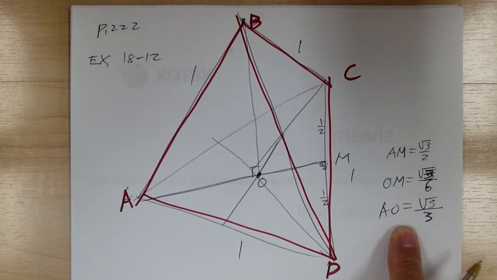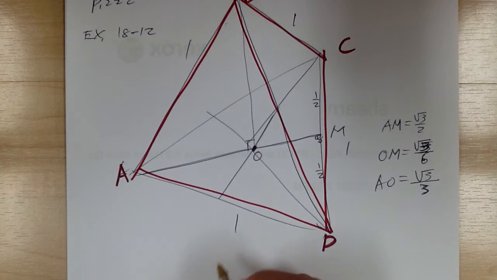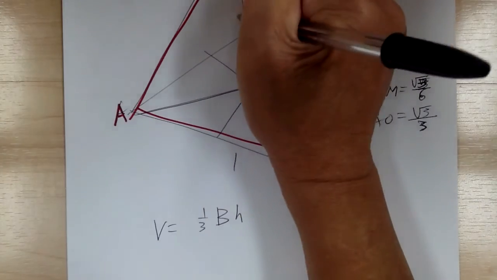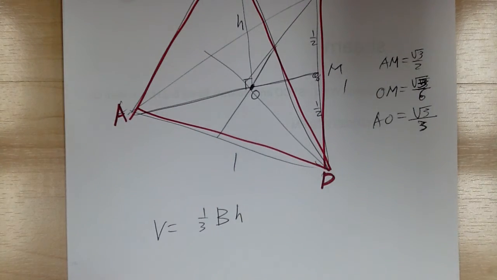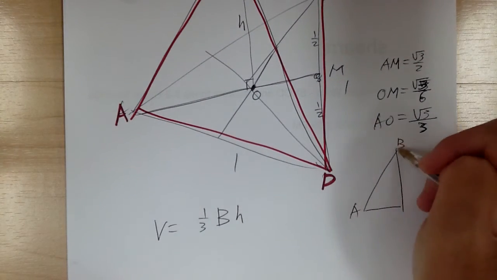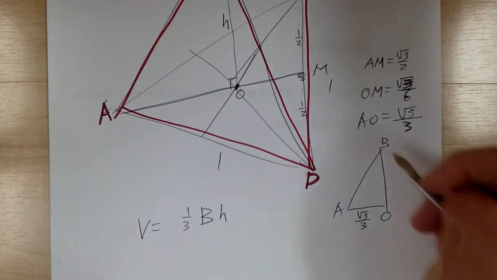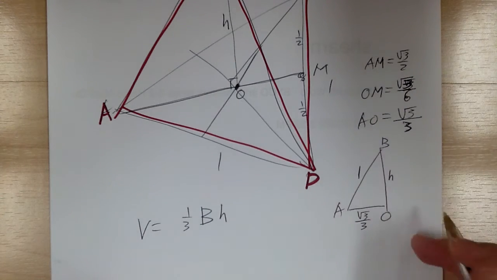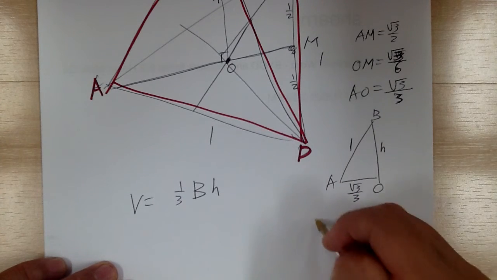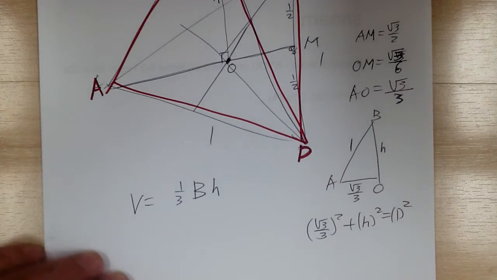Once you do that, then you're looking for the volume. The volume equals 1/3 the base area times the height, the altitude. Now if you look at the triangle ABO, AO is square root of 3 over 3, AB is 1, and BO is the H. From here you can figure out the H. Use the Pythagorean Theorem: a squared plus b squared equals c squared.